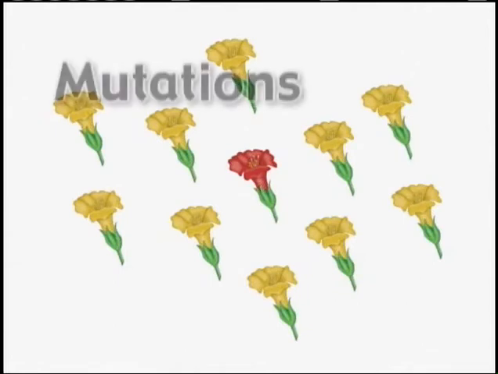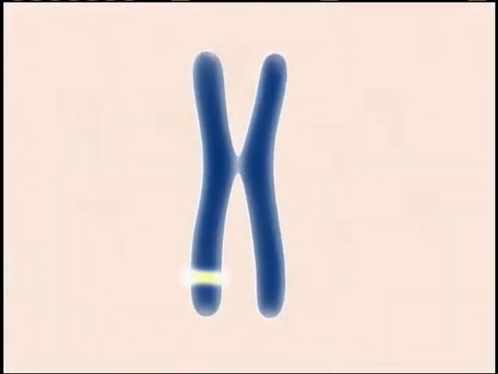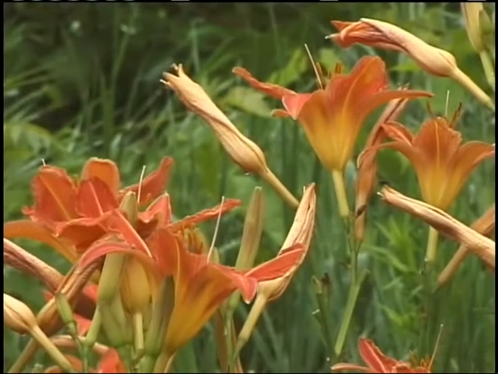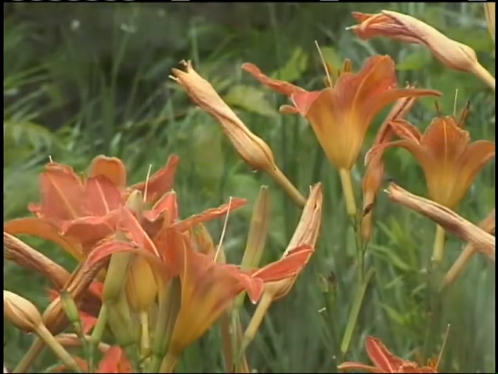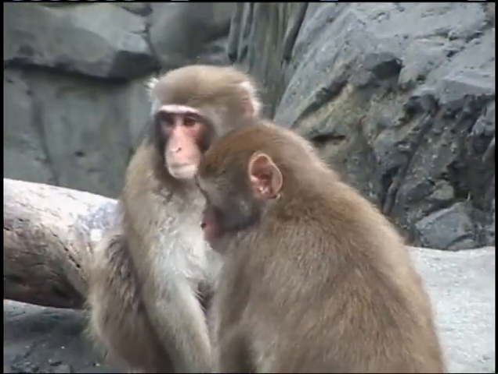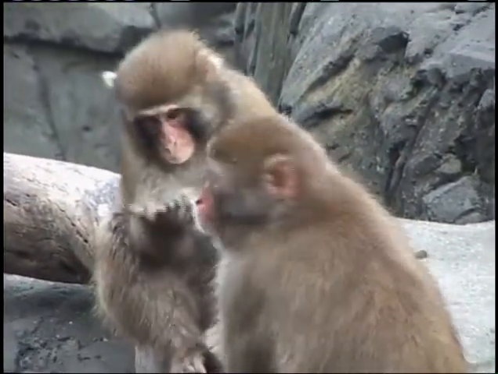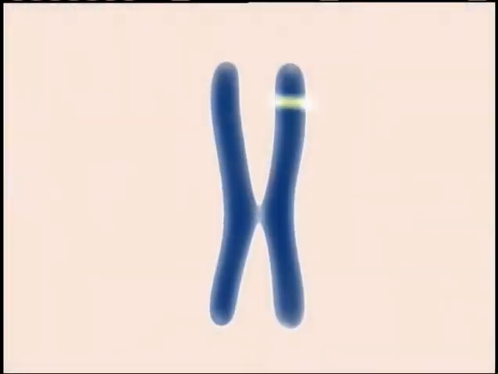De Vries called the sudden changes he observed mutations. A mutation is a change in a gene. Mutations are rare events that produce new alleles in a population. When mutations do occur, they usually have no effect on an organism, or they may have a negative effect.